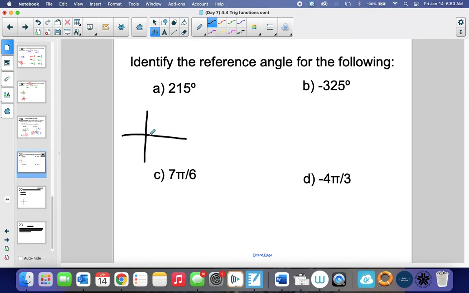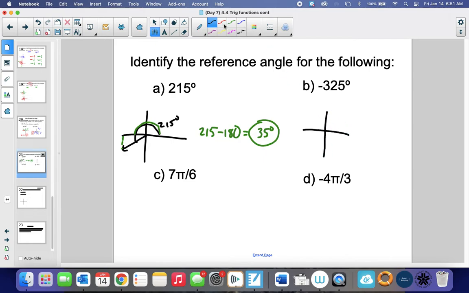So 215. 215 would be over here, all the way around there. If you made your reference angle, it would be this. To find out what that is, I would do 215 minus 180, because that would get rid of this part of the triangle and leave me with that little reference angle. So that is 35 degrees. My reference angle is 35.